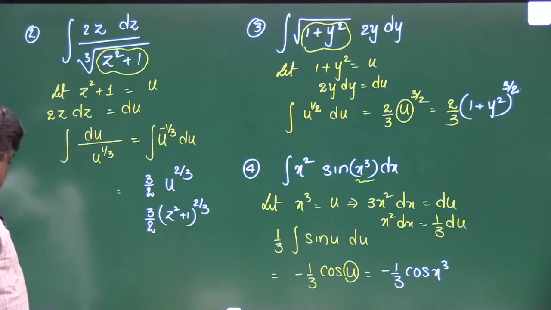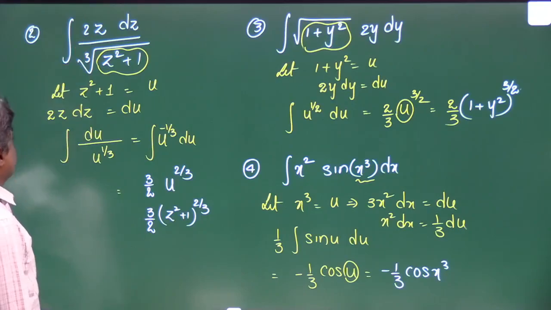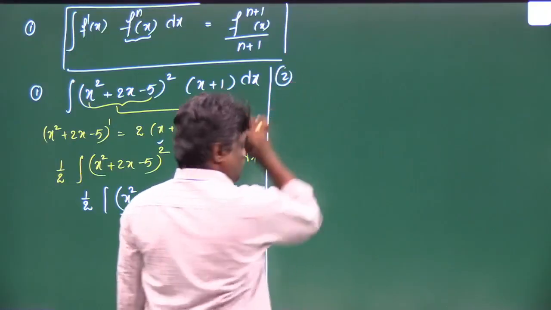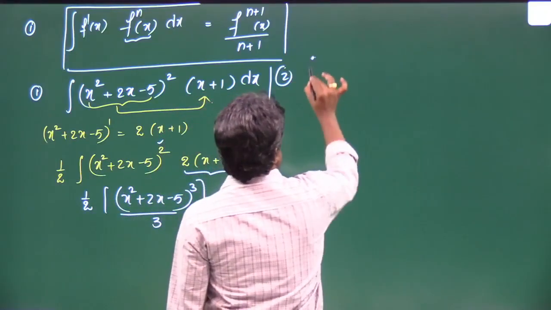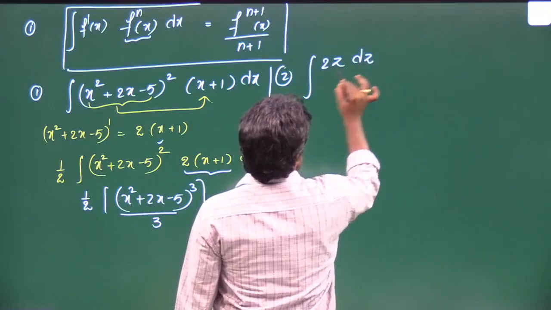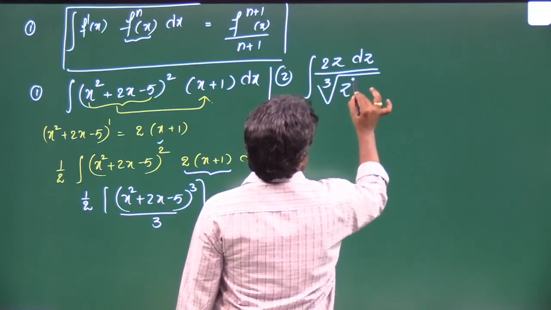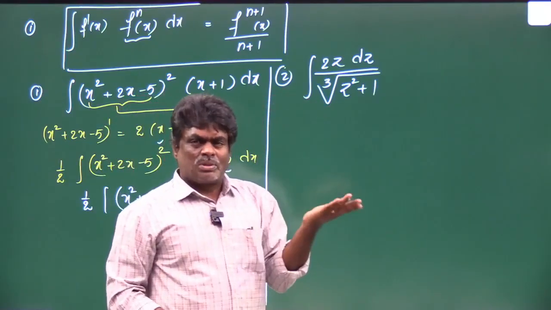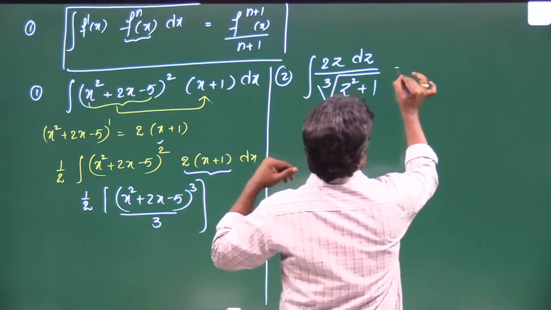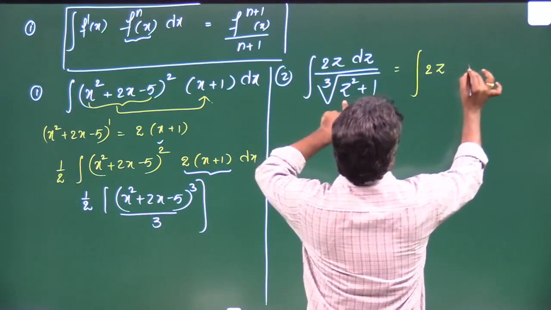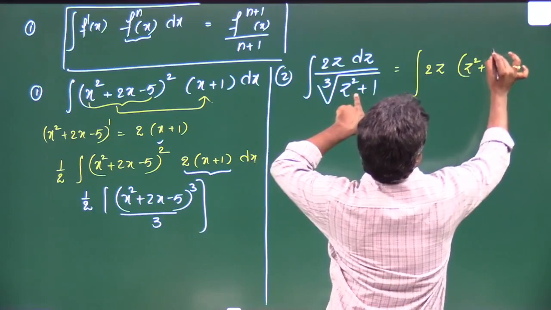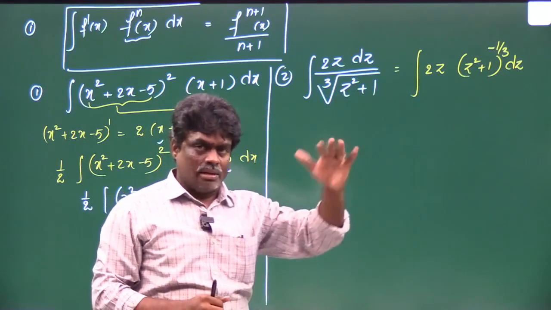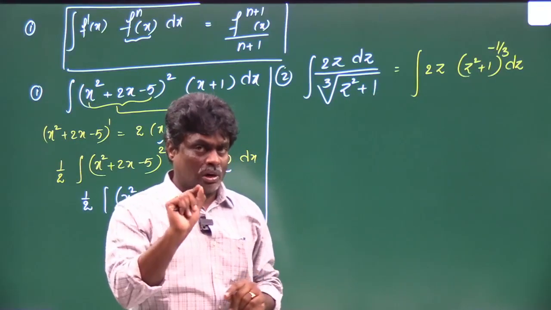Now let us take one more example. The same as earlier, whatever you have taken, let us take the same thing. Second one. Our second problem, earlier we have taken integral 2z dz by the cube root of z square plus 1. Now carefully listen. This cube root of z square plus 1, we can write it as integral 2z and z square plus 1 whole power minus 1 by 3 dz. Our n should not be minus 1. It can be minus 1 by 3 or minus 1 by 2, no issue. It should not be minus 1.